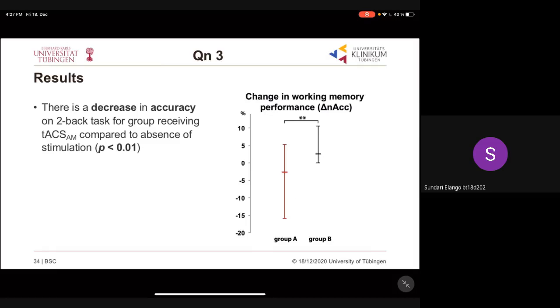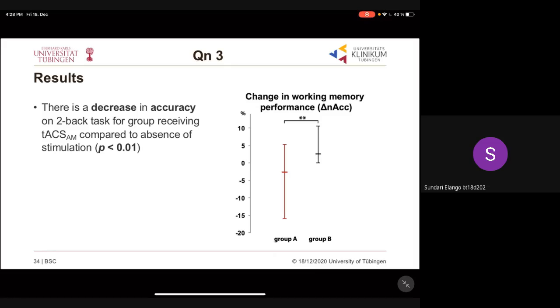So basically what we found was that there was an inhibition in the increase of performance of group A compared to group B. The group A, which received stimulation, performed worse compared to group B. The first session was the baseline, which is without the stimulation, and then we have the intervention.